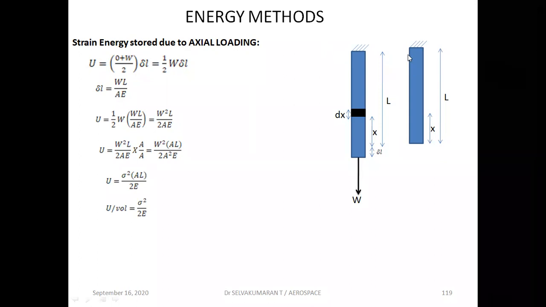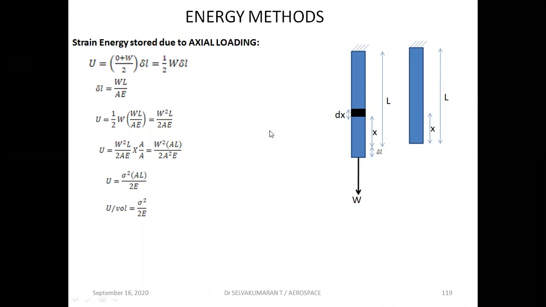Let us take a member whose one end is fixed at the top and the other end is free, having length L, cross-sectional area A, Young's modulus E. The external work done is given by average load into displacement. This external work done should be equal to the internal work done, which is nothing but the strain energy stored, represented by capital letter U. So for equilibrium, U is equal to average load into displacement.